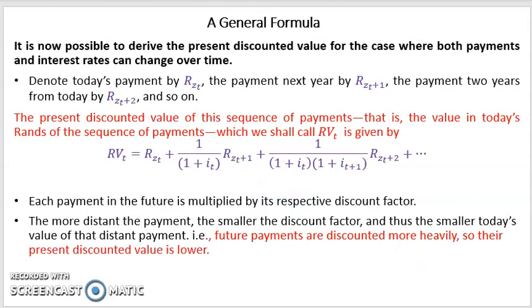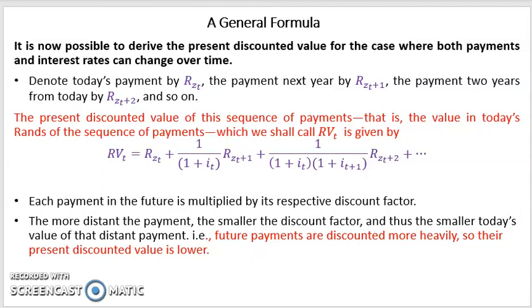So now that you've gone through these steps, it is easy to derive the present discounted value of the case where both payments and interest rates can change over time. To do so, consider a sequence of payments in rand starting today and continuing into the future. We assume for the moment that both future payments and future interest rates are known with certainty. So we know how much payments are made over the years and what the interest rate is.